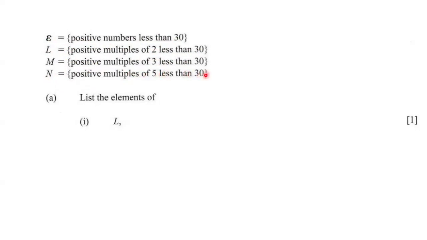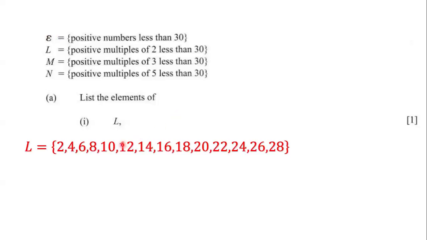And here they want us to list the elements of L, and L contains positive multiples of 2 less than 30. So let's list the elements of set L. So we have 2, 4, 6, 8, 10, 12, 14, 16, 18, 20, 22, 24, 26, and 28. These are the elements of set L.